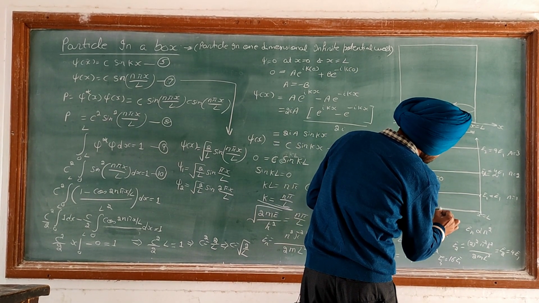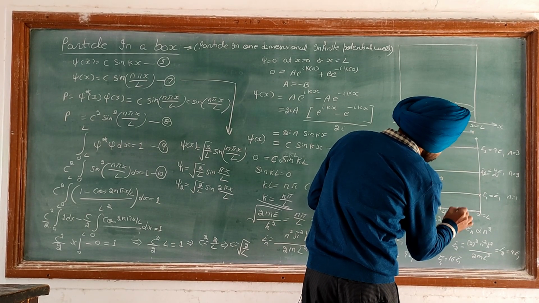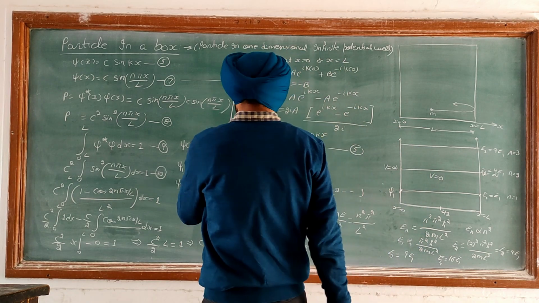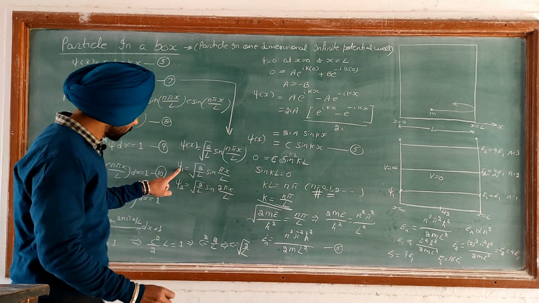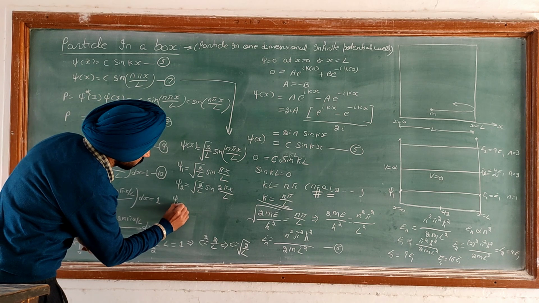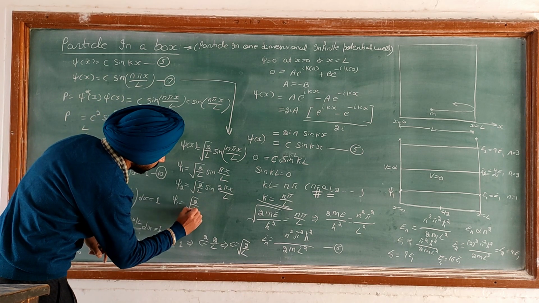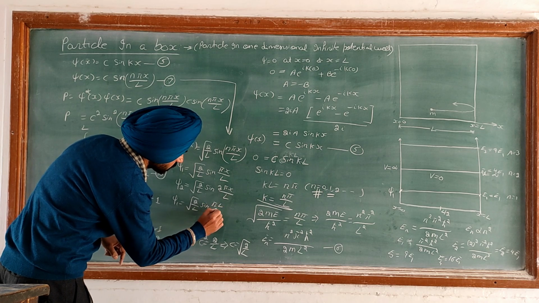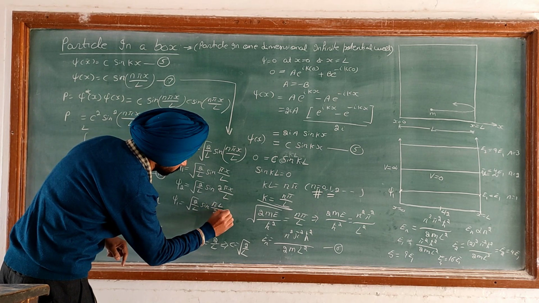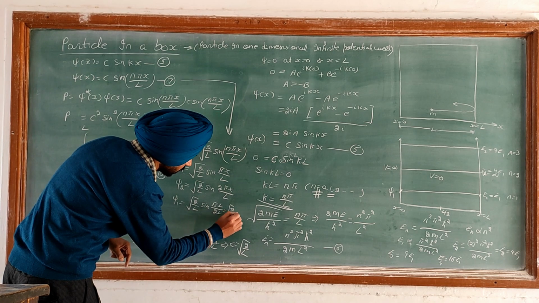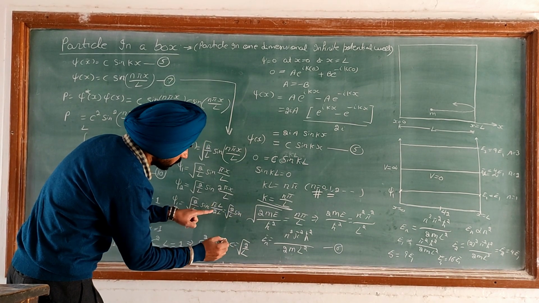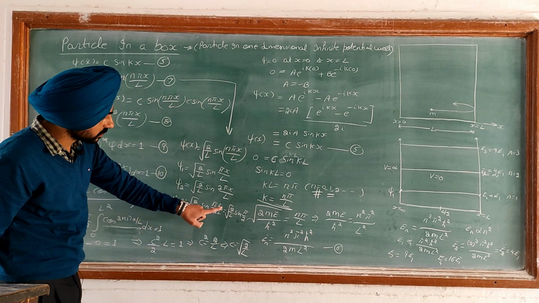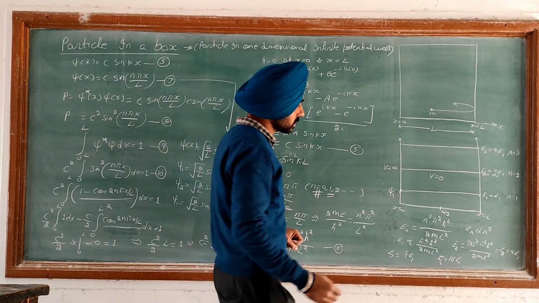Now we consider the middle, x equal to L by 2. In this expression psi 1 equal to square root 2 by L sine pi x upon L, with x equal to L by 2, so it is sine pi by 2. Sine pi by 2 is 1. So psi 1 is square root 2 by L. That means there is some nonzero value.